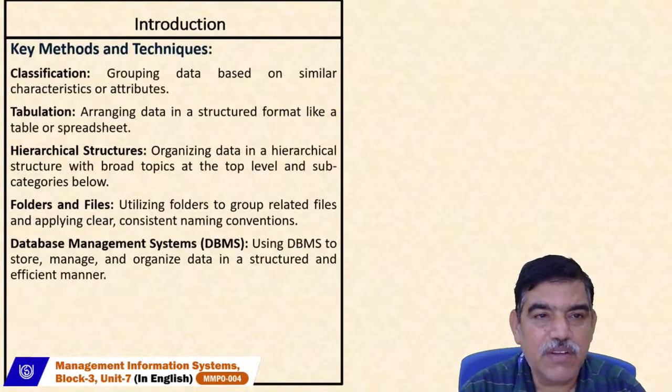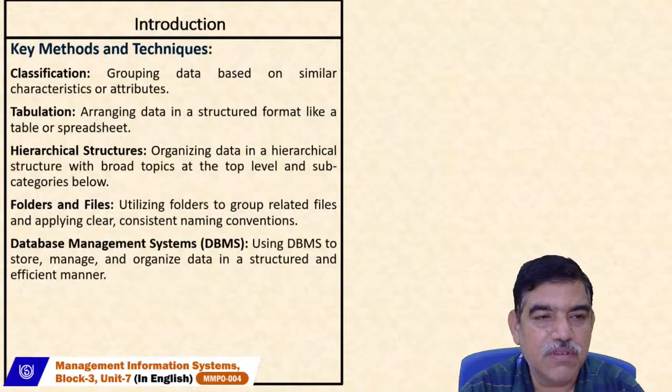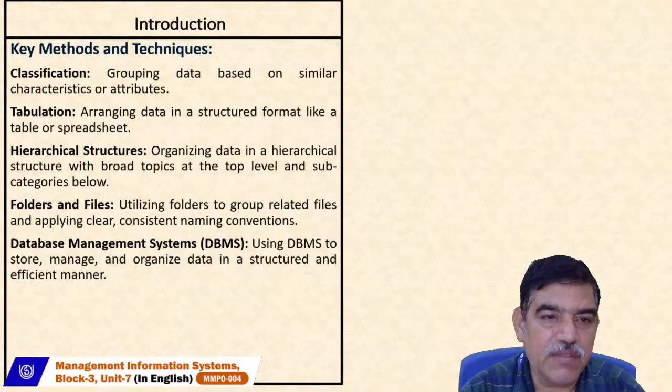Then, the key methods and techniques. What are the techniques we can implement for organizing data? The first one is classification: grouping data based on similar characteristics or attributes. That's the grouping. Grouping is very important, and that is known as classification.